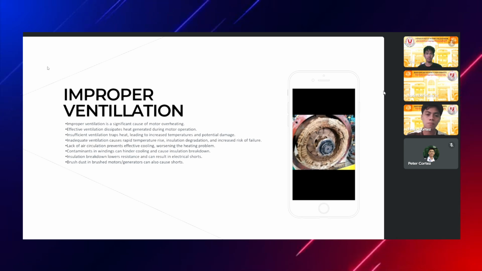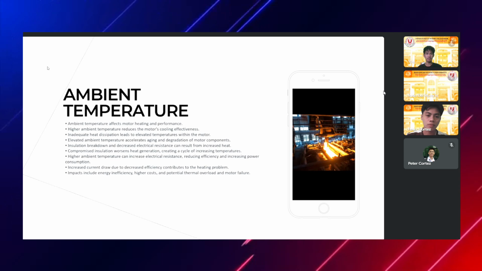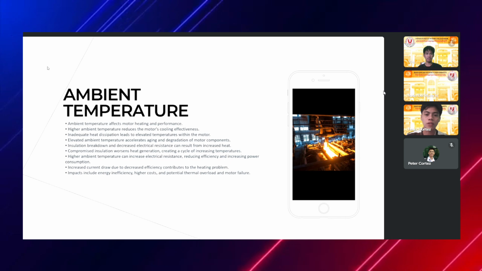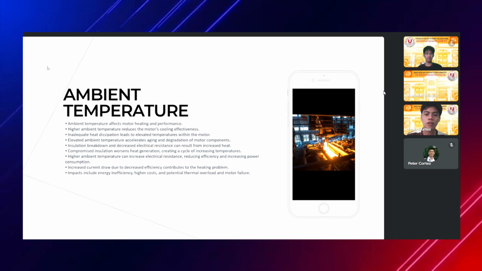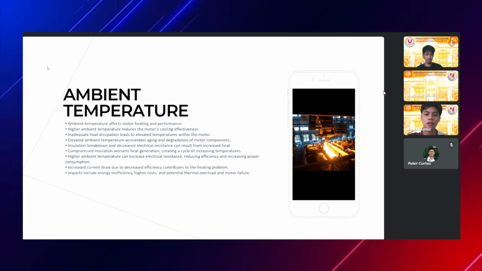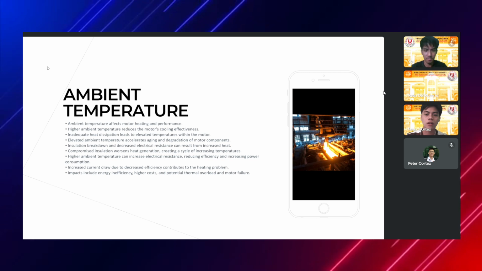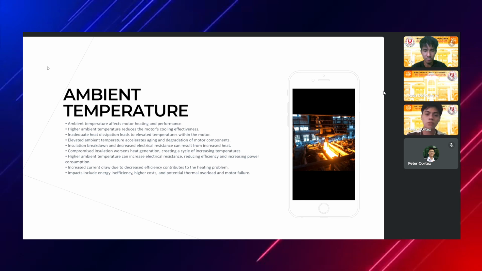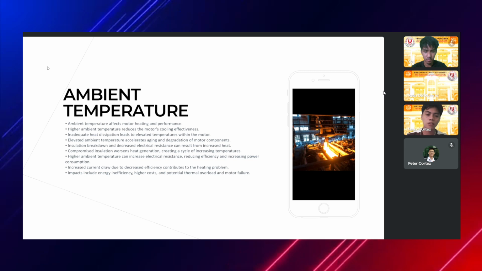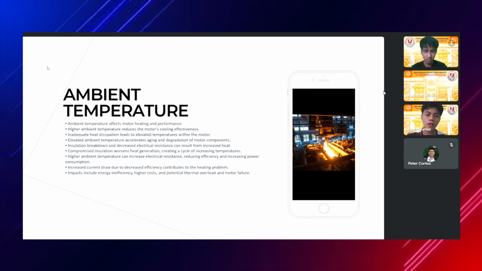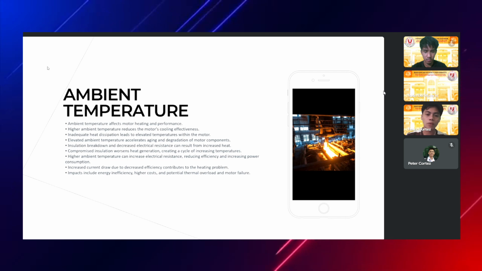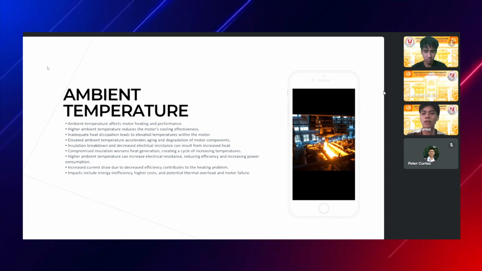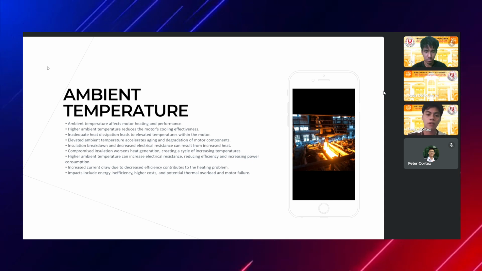Next. For the ambient temperature, the ambient temperature surrounding an electrical motor plays a crucial role in its heating and overall performance. As the temperature in the environment rises, the motor is exposed to higher thermal loads, which can significantly impact its efficiency and reliability. Understanding how ambient temperature affects motor heating is essential for maintaining optimal operating conditions and preventing potential failures.